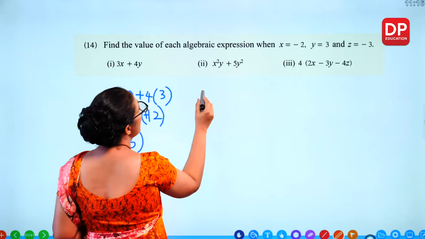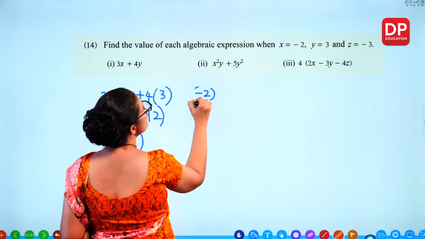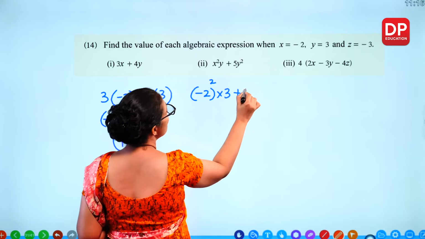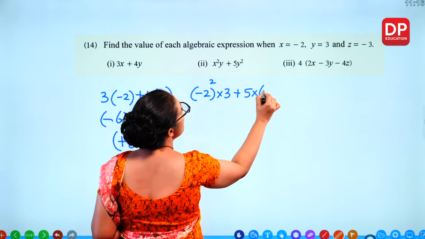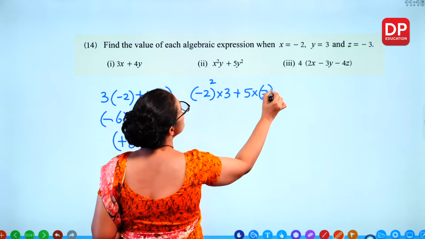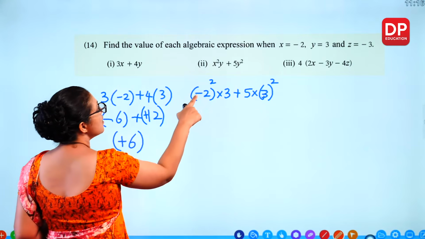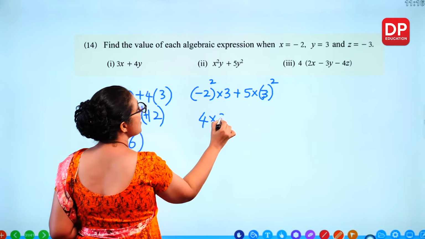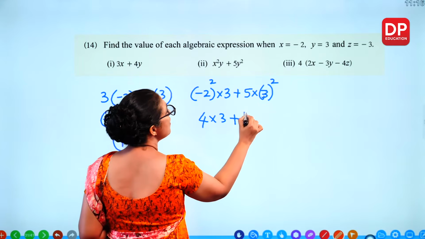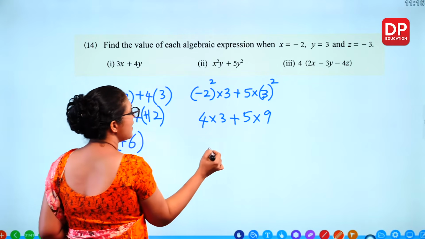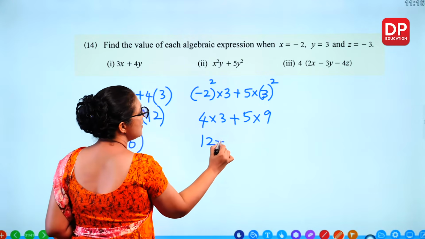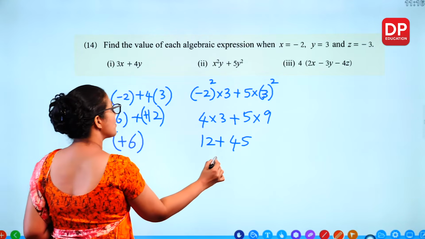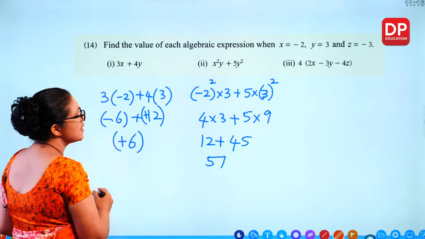X squared y minus 2 squared, y is 3. 5, 3 squared. Minus 2 times minus 2 is plus 4. 4 times 3. And here 3 times 3, 9. 4 times 3, 12. 9 times 5, 45. When you add it, you get 57.